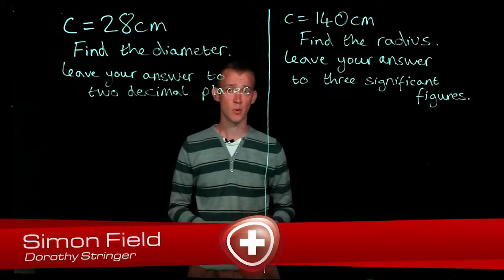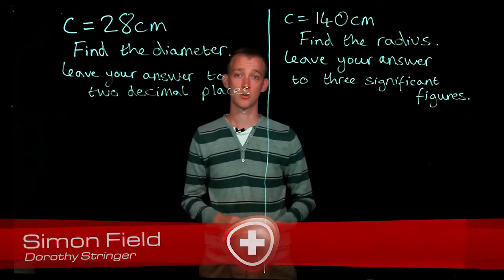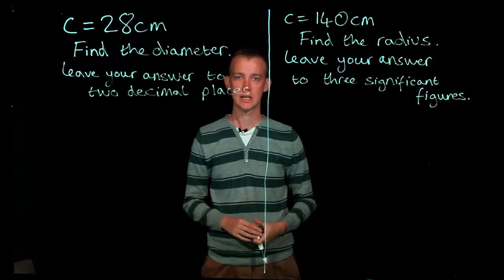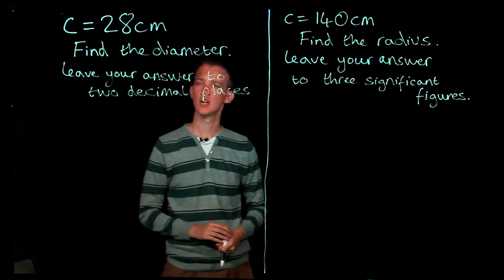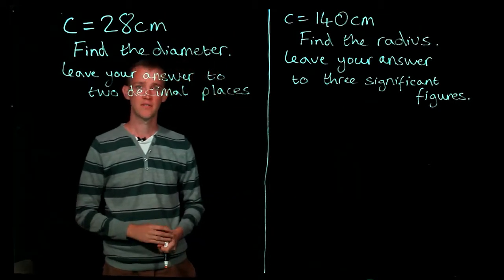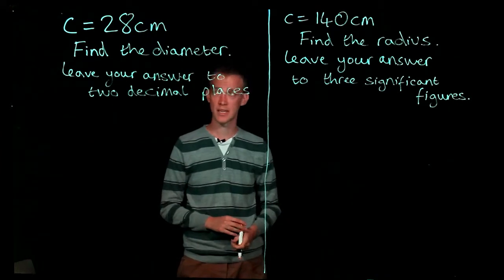In this video, I'm going to be working through a couple of examples where we're given a circumference of a circle and we're trying to work out the diameter and the radius of that circle. So my first question: the circumference of a circle is 28 centimetres, find the diameter, and the question asks me to leave my answer to 2 decimal places.